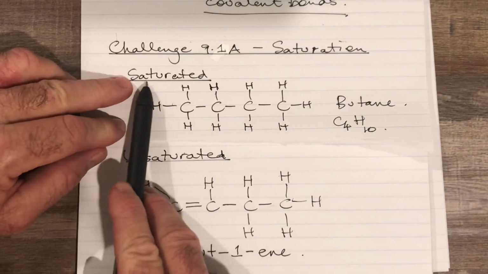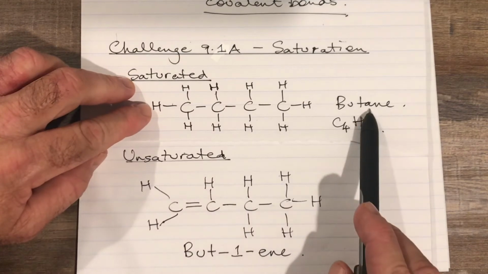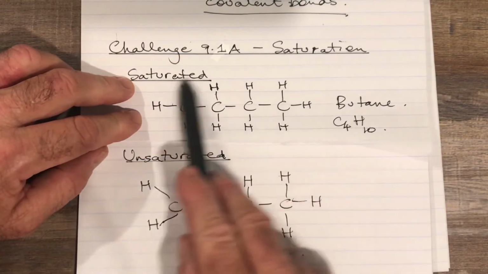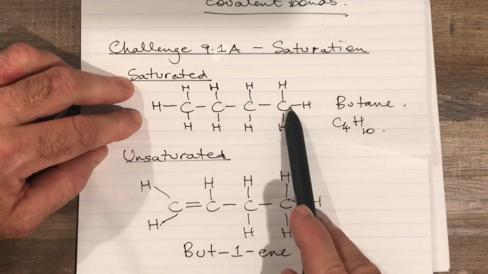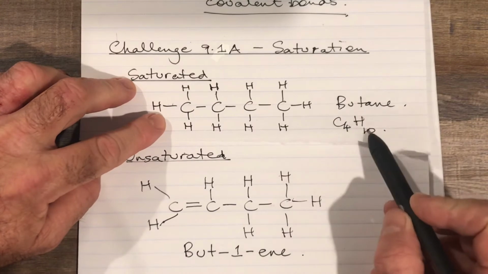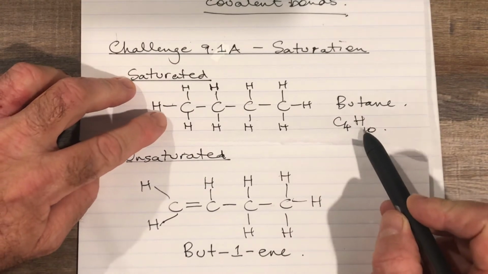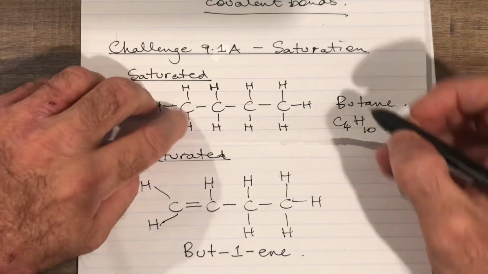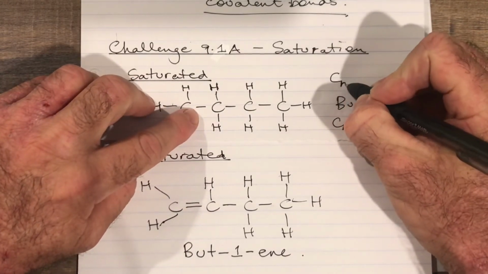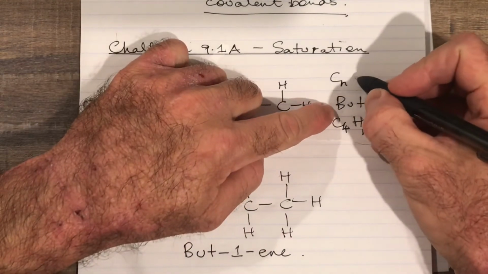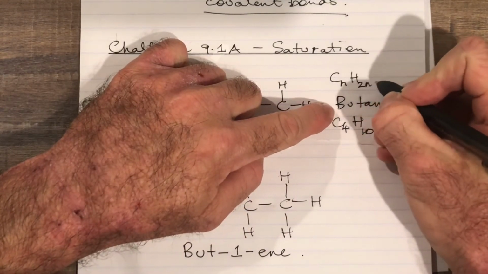Well, a saturated hydrocarbon, such as butane, has the maximum number of hydrogen atoms attached to the main chain. In the case of butane with 4 carbons, it contains the maximum number of hydrogens, which in this case is 10. You might remember last year that the general formula for alkanes is CnH2n+2.